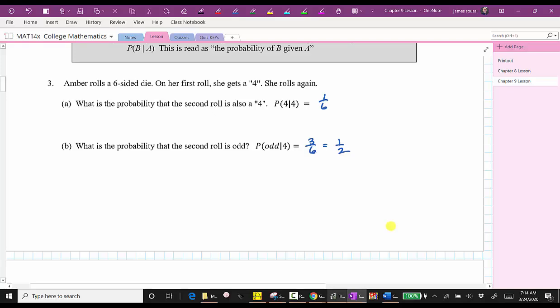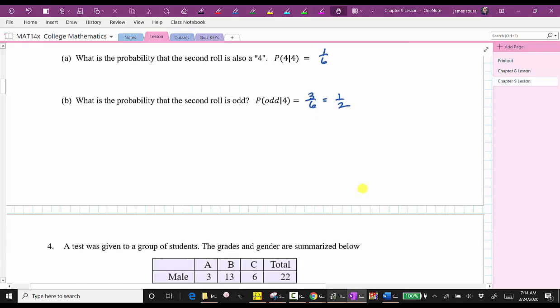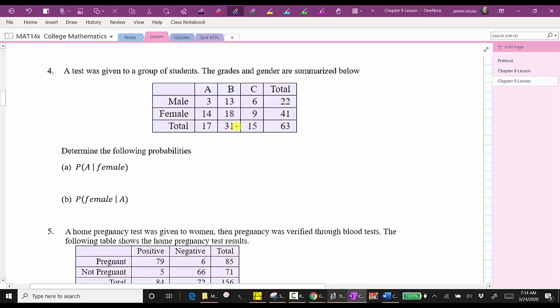They won't all be this straightforward. Let's take a look at some additional examples. And this table shows a set of scores by gender. So for A, we want the probability a student scored an A given the student was female. So because we're given the student was female, we're only concerned about this row here. Notice how there are a total of 41 females, 14 of which received A's. And therefore the probability of receiving an A given the student was a female is 14 out of 41, or 14 divided by 41, or 14/41.